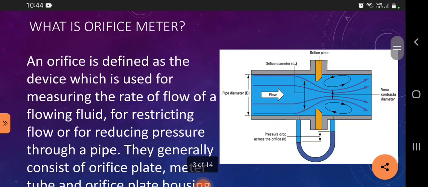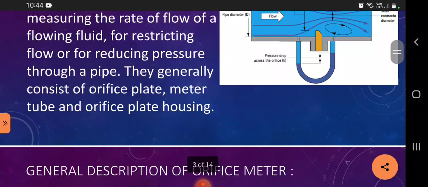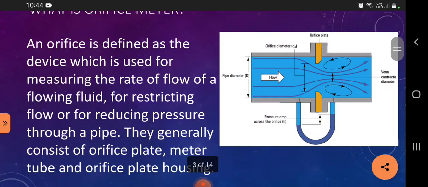What is an orifice meter? An orifice is defined as a device which is used for measuring the rate of flow of a flowing fluid, for restricting flow, or for reducing the pressure through a pipe. They generally consist of an orifice plate, meter tube, and orifice plate housing. We can see the picture.